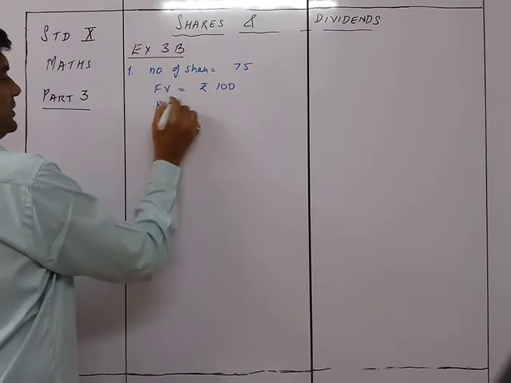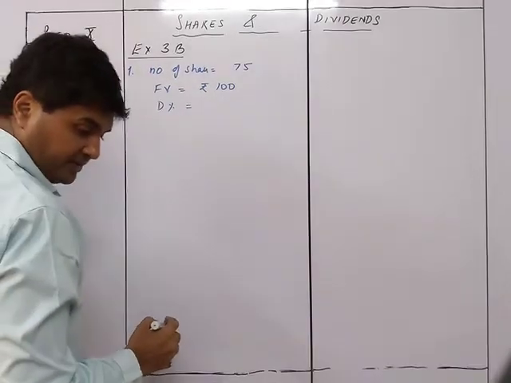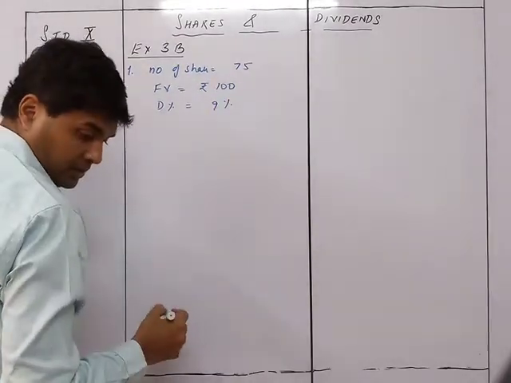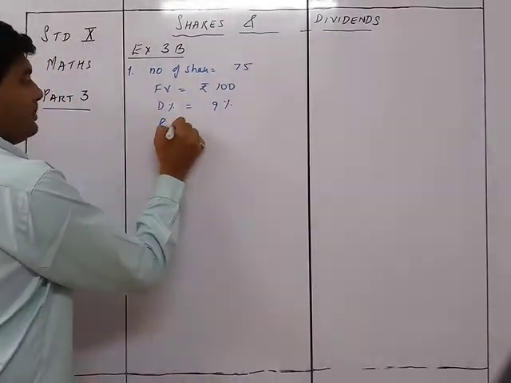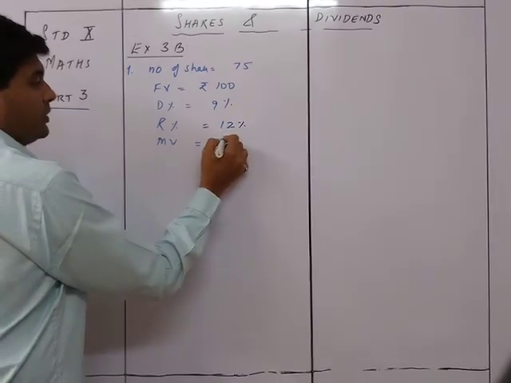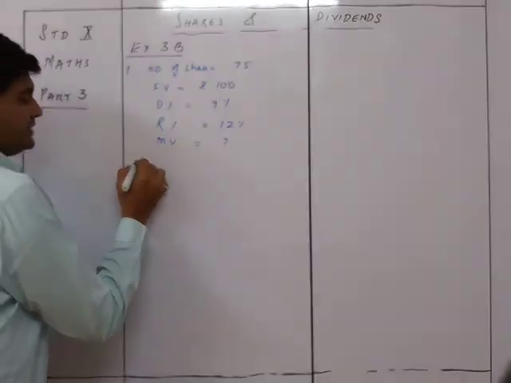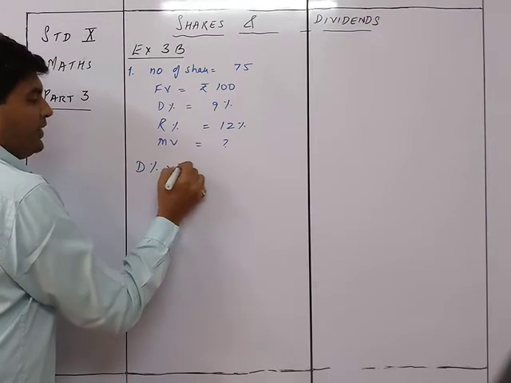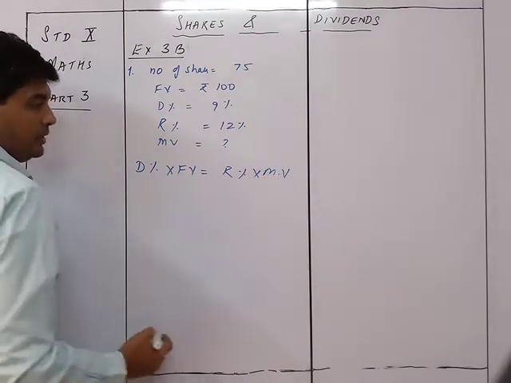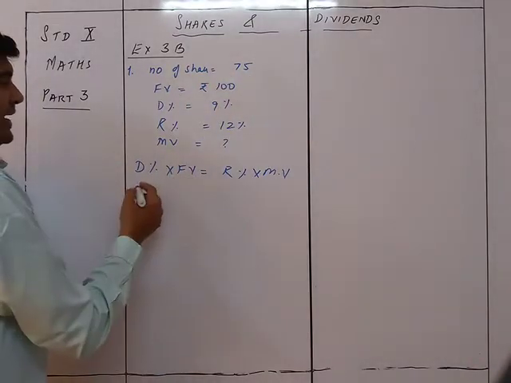The dividend percent is given as 9%. They are given the return percentage, R percent is equal to 12%. We need to find out MV. So in this case, we'll better use the new formula, that is dividend percent into FV is equal to R percent into MV. We don't need the number of shares at all. Okay? So we can use this one directly.